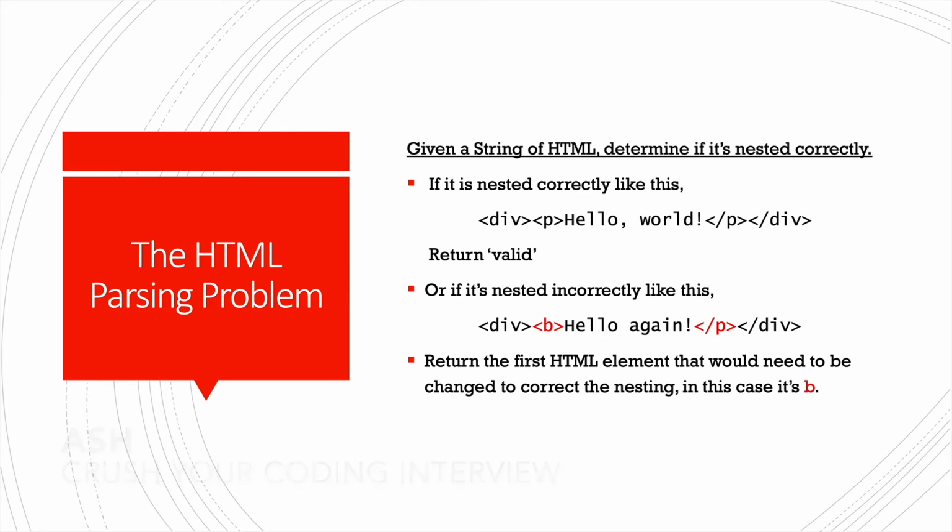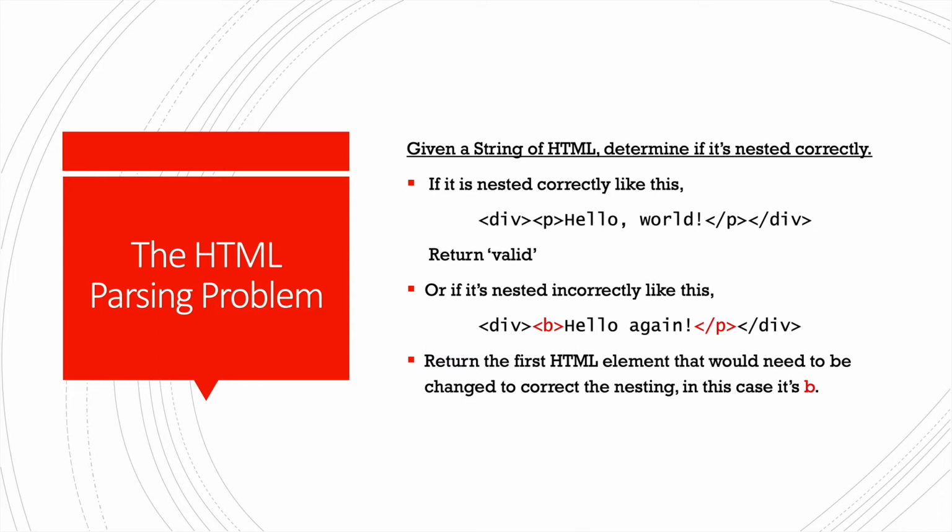Today we're going to be talking about the HTML parsing problem. Essentially, we're going to be given an HTML string and we need to determine whether or not it's nested correctly. So in the first example on the right, we have a div element and then a paragraph element and then the text hello world followed by a closing paragraph element and a closing div element. Since the paragraph elements and the div elements match, we can say that it's nested correctly and we'll return the string valid.